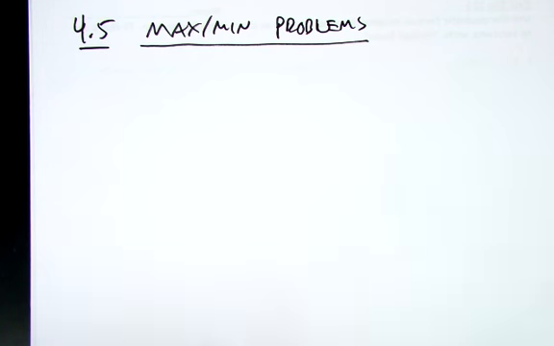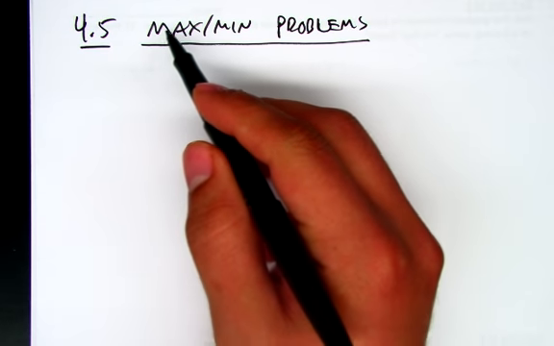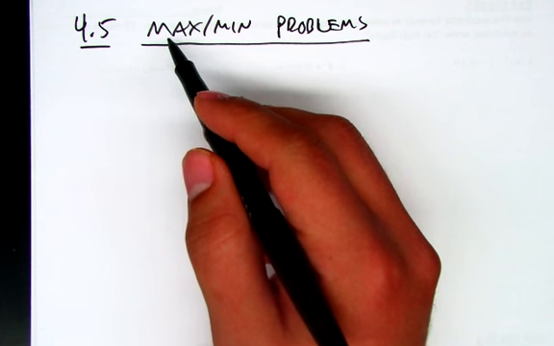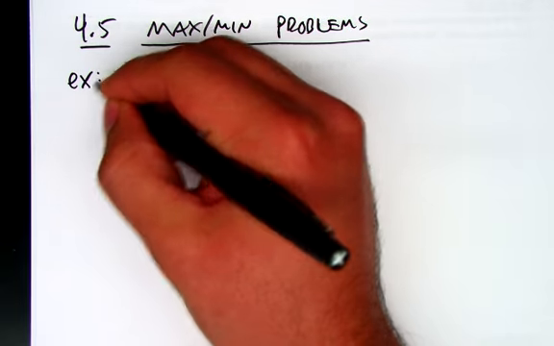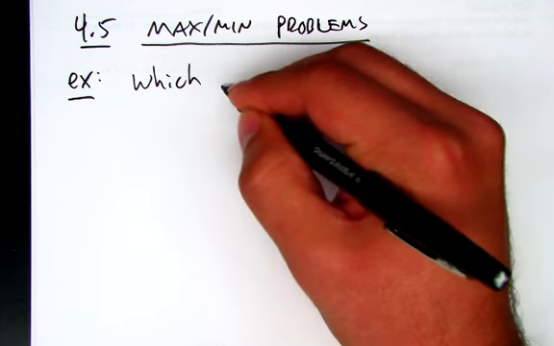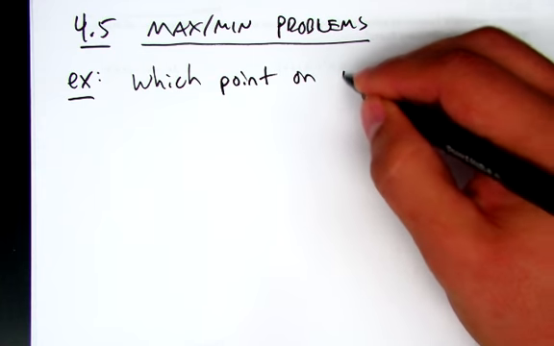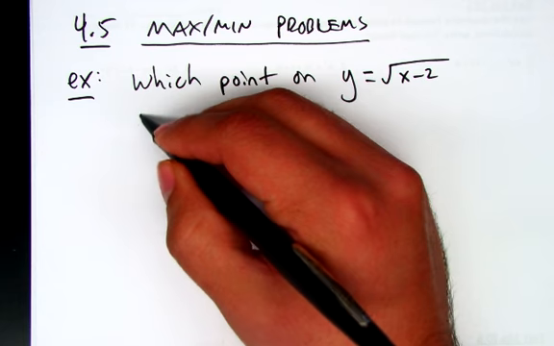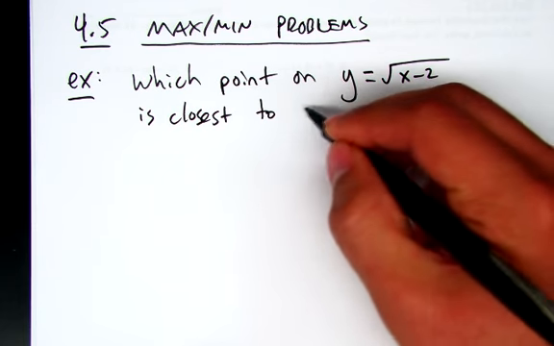All right. So for 4.5, I just want to go over two problems, tying everything together from writing formulas with one variable, and then also how do we find max and mins from there. Okay. So here's an example. Which point on the graph of y equals the square root of x minus 2 is closest to the point 7, 0?